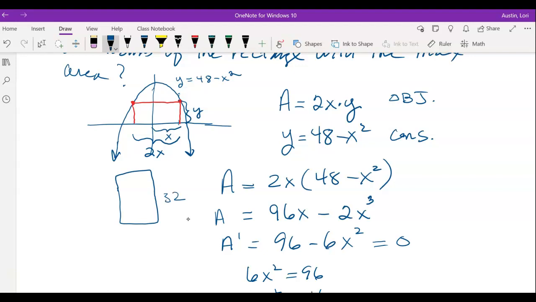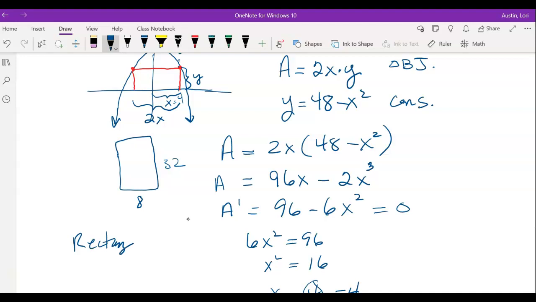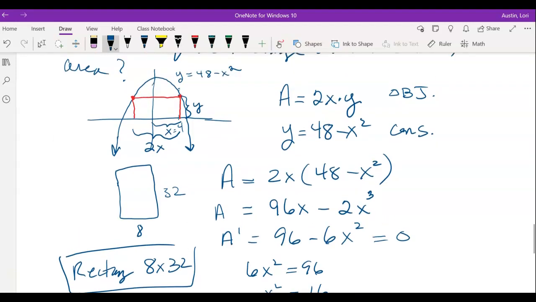Y is 32. We know this is 4, but what's the dimension of the rectangle? 8. 2x, 2 times 4. So your rectangle is an 8 by 32 rectangle that would fit perfectly. It's the rectangle that is under that will give the absolute max value. So you notice it doesn't look anything like my sketch. That's fine. The rectangle is going to be much taller, and that works.